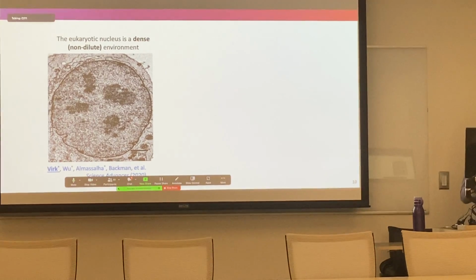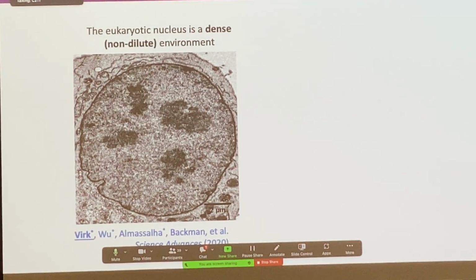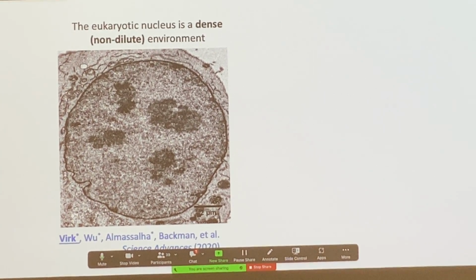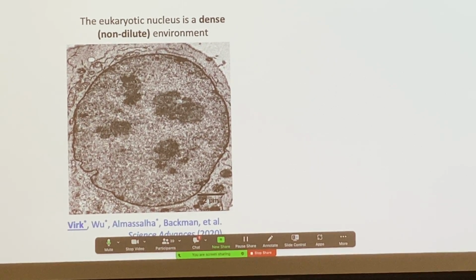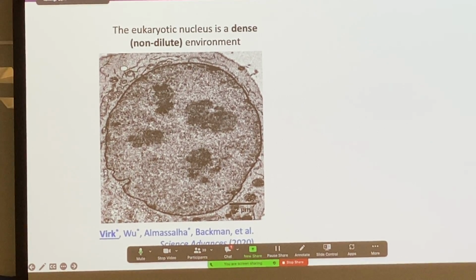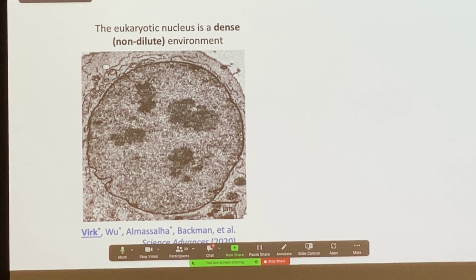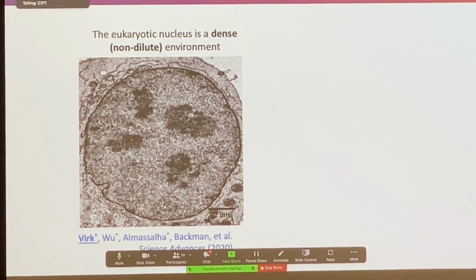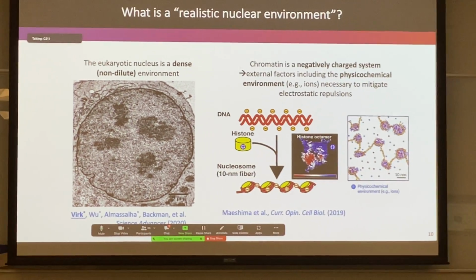And what I mean by a realistic nuclear environment is two different components that we take into consideration. One is that the eukaryotic nucleus is a dense, non-dilute environment. And what I mean by that is within the nucleus, chromatin density, which is labeled here by this chromatin electron microscopy technique, is very dense and heterogeneous. So we can't consider transcription, for example, to occur in dilute conditions.